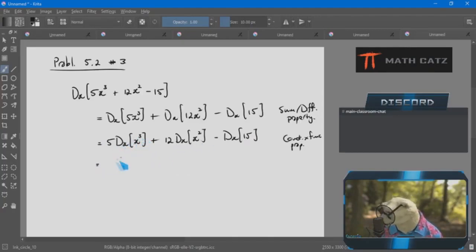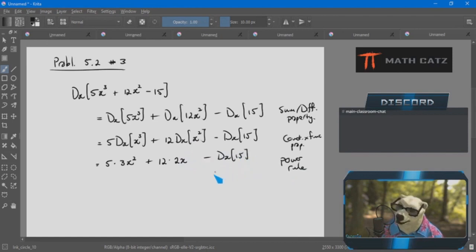Now I have the power of x isolated. The 5 is there, 3x squared by the power rule. The 12 is there for the middle term. X squared's derivative, 2 goes in front, x to the power 1 less. We don't write the 1. Power rule again. And I'm doing one property at a time. I still have to figure out this last one.